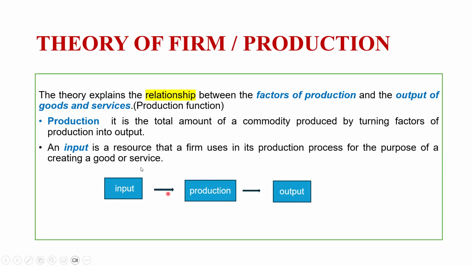So these resources that you use, let me just explain it again. The resources that you use in the production process are called the inputs, because you use those resources, those factors of production. You take them and use them within your production process. You convert them into a final product, which is your output. So your input is the resources that you use in your production process to produce the final product, which is your output.